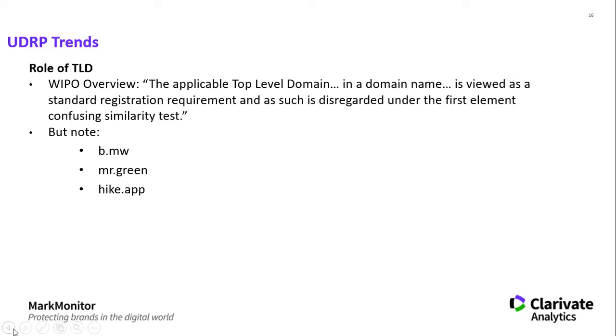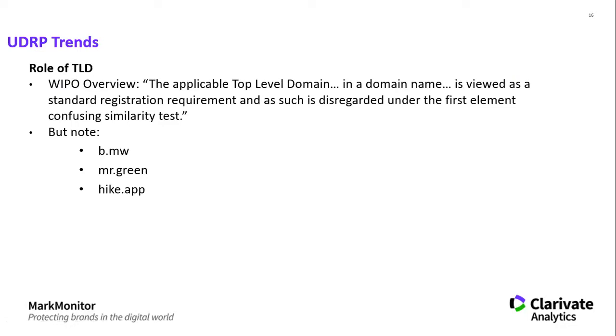The other two on the screen here, and again, these are all real UDRP decisions. Mr.Green, this was a complaint that was filed by the owner of the Mr.Green trademark, which was used in connection with online casinos. And in that case, the UDRP panel said that the Mr.Green trademark is readily identifiable in the disputed domain name taken as a whole. So in other words, not looking just at the second level domain name itself.